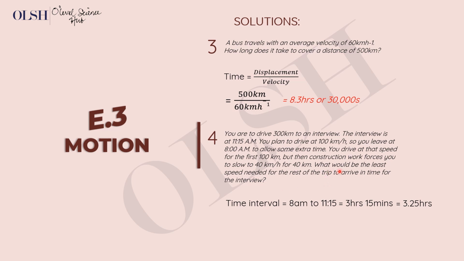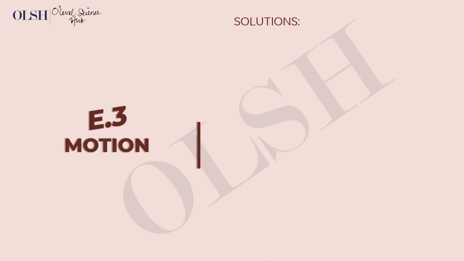Now, they're asking what would be the least speed needed for the rest of the trip. So we need to know how much time was consumed for the first 100 kilometers, and how much time was consumed for the next 40 kilometers, so we know how much time is left. Then we know what speed we can use to finish our mission in the time we have left. The slide says to know what speed we need, we must first know how much time we have left. That's what I just said. So we move on.